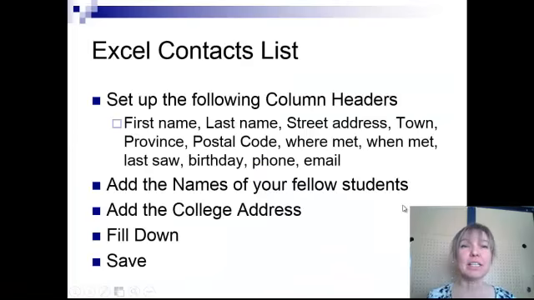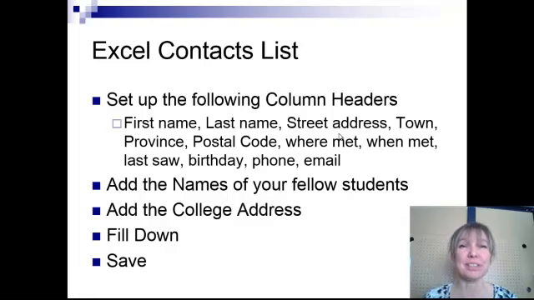So if we go in, you set up your contact list last time. If you haven't done that, pause this video and go back, open Excel, and I want you to set up these column headers: first name, last name, street address, town, province, postal code, where you met the person the first time, when you met them, what was the month and the year that you met them.